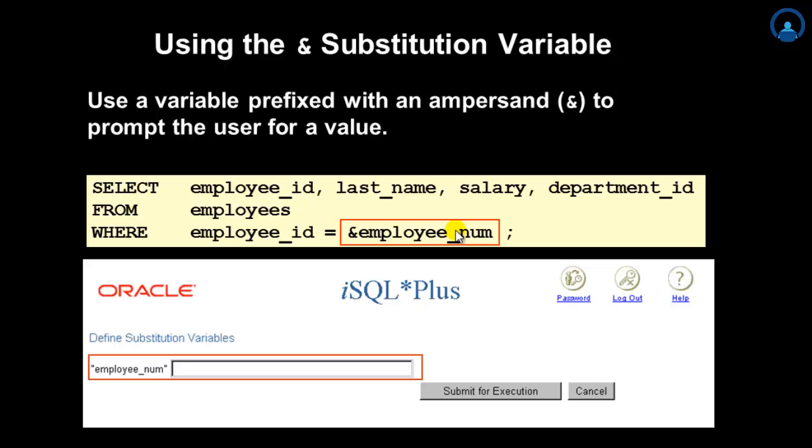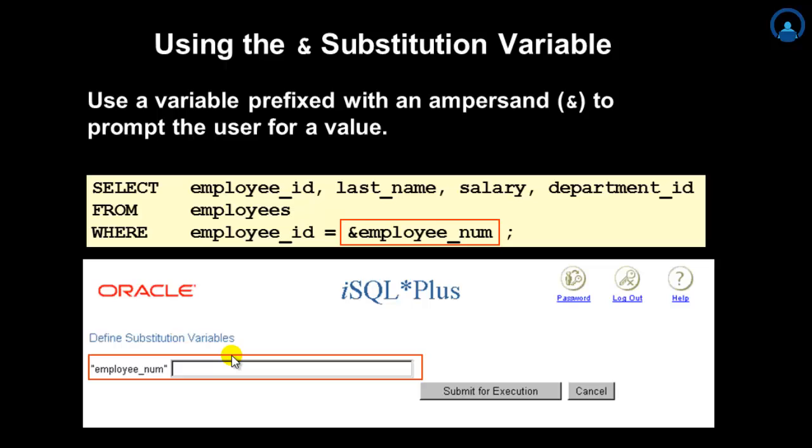If the variable does not exist, SQL*Plus prompts the user for a value. SQL*Plus discards a new variable once it is used. The example on the slide creates a SQL*Plus substitution variable for an employee number. When the statement is executed, SQL*Plus prompts the user for employee number and then displays the employee number, last name, salary, and department number for that employee. With a single ampersand, the user is prompted every time the command is executed if the variable does not exist.